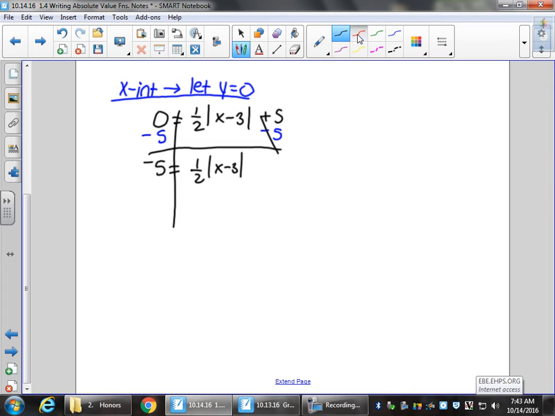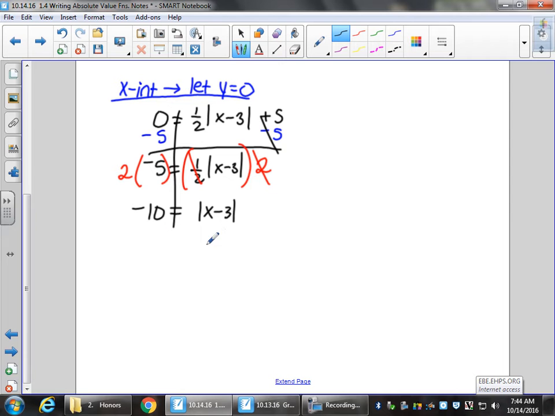Now what? How do I get rid of this 1/2? Multiply by what? 2. The reciprocal of 1/2 is 2 over 1, or 2. So that gets rid of the 1/2, which ends up having us with x minus 3, still an absolute value, equals negative 10. Ooh. Think back to yesterday.